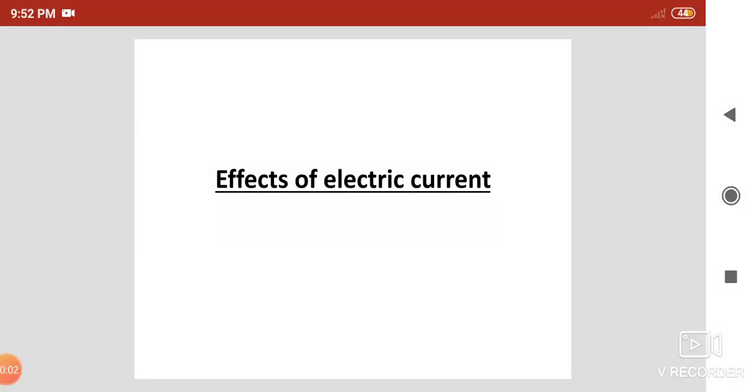Hello students, we started the new chapter Effects of Electric Current. In the last video, we discussed the activity given on pages 47 and 48. In that activity, we learned about electrical power. Also, we learned about the SI unit of electrical power.